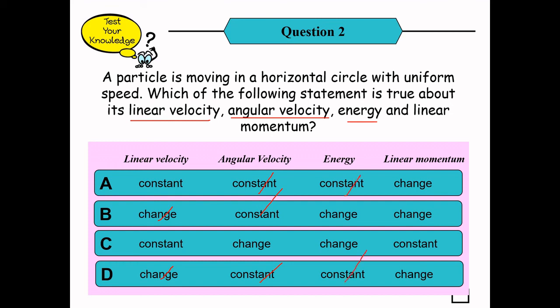And the last one is the linear momentum. Linear momentum is a vector quantity. Refresh back on chapter 3. Linear momentum p equals mv. When the direction of linear velocity changes, the direction of linear momentum also changes. With all the list being correct, the answer is D.